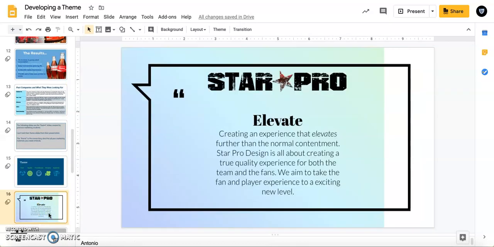This team, they were working for a sports apparel company. Their whole theme was elevate. Okay, so elevate the experience. Wearing Star Pro elevates your performance. If you're a fan and you're wearing Star Pro, it elevates your experience at the game. So they're trying to elevate, so to rise up, to make watching sports and playing sports more exciting. So you saw that word elevate in a lot of what they did.